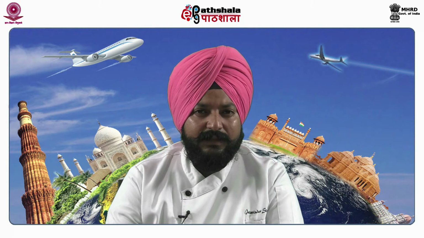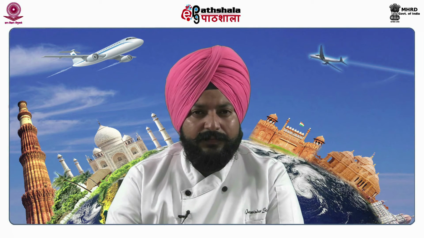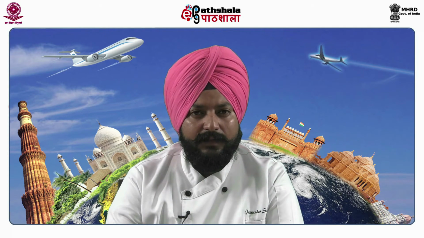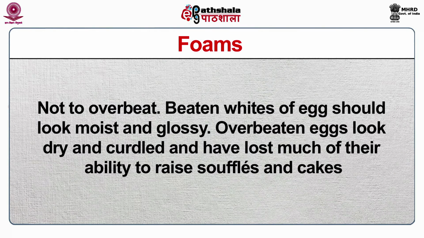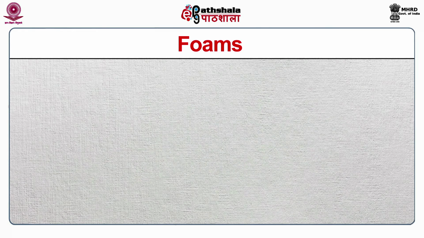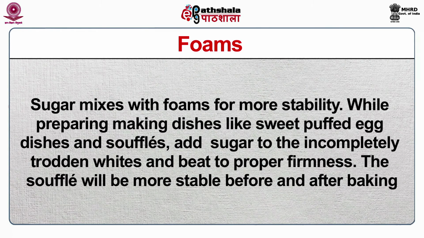Take them out of the fridge to room temperature about 1.5 hours, almost 90 minutes, in advance of beating. Be careful not to overbeat. Beaten egg whites should look moist and glossy. Overbeaten eggs look dry and curdled and have lost much of their ability to raise soufflés and cakes. Sugar mixes with foams for more stability.